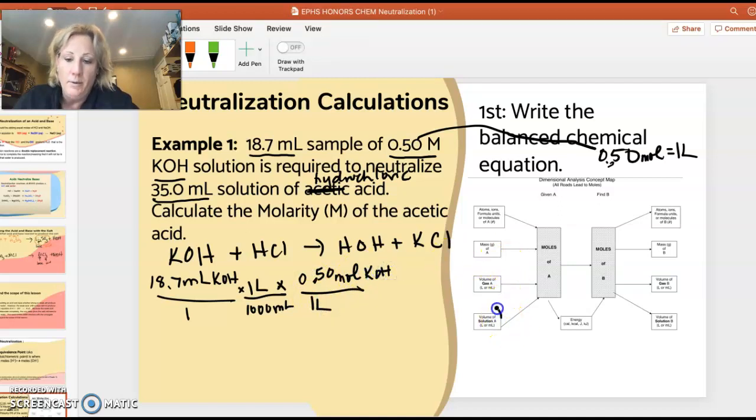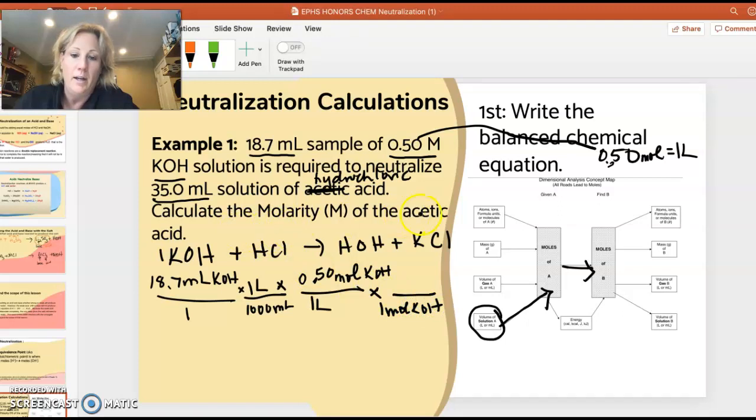So really, I'm using my mole map, and I went from volume to moles at this point. So now I'm ready to do the mole-mole ratio. I know that I have 1 mole of KOH, and I want to cancel that. Then I'm trying to get to the hydrochloric acid, so I would put my 1 mole of HCl on the top. And then I'm going to stop there and calculate just the moles. So this is going to give me the moles of HCl.